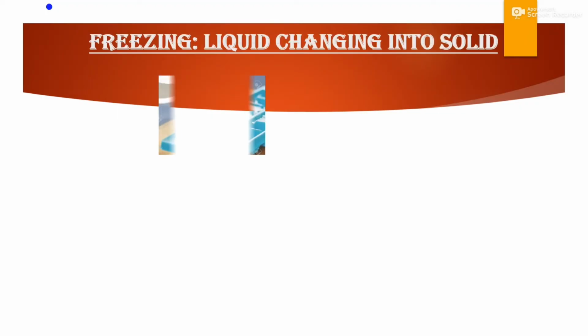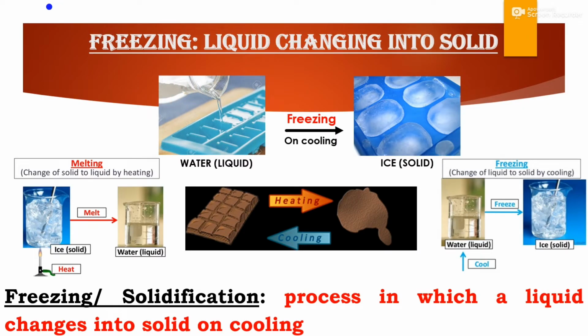Then freezing, liquid changing into solid. So melting is change of solid to liquid by heating. Ice changes into water when it melts, and when water freezes, it gives solid, that is ice. Freezing is just the opposite of melting. When we heat, solid melts into liquid, and when we cool or freeze, liquid converts into solid. In your home, in the refrigerator, we freeze water to make ice, right? So freezing, also called solidification, is the process in which a liquid changes into solid on cooling.